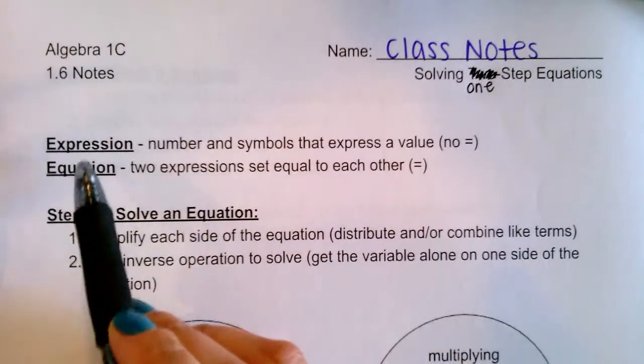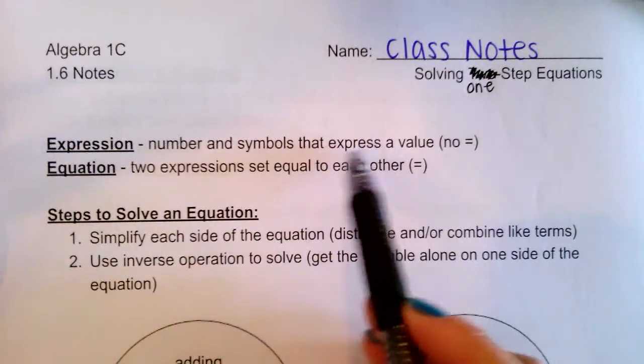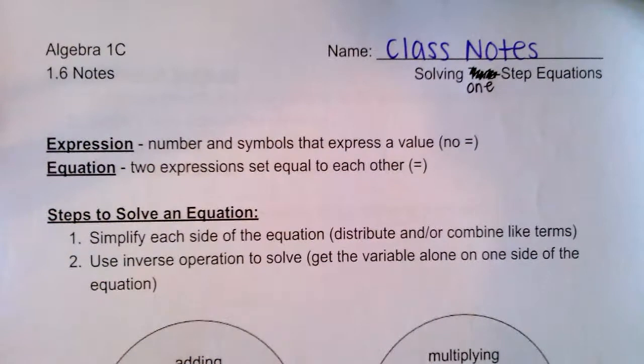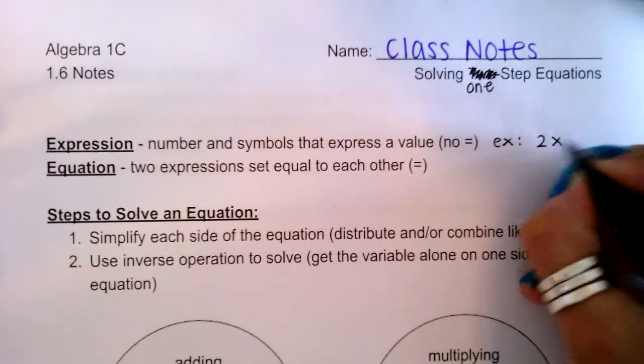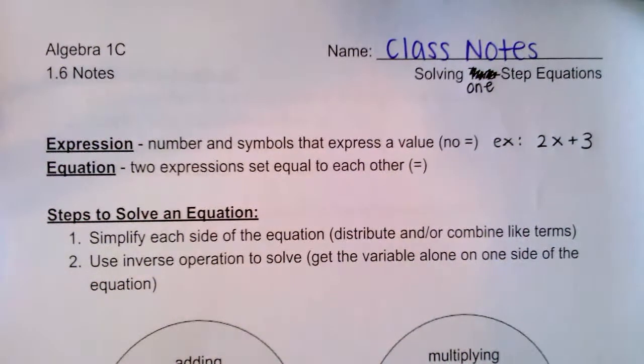equation. So an expression is numbers and symbols that express a value with no equal sign. So an example of that would be something like 2x plus 3. That's an expression. There's no equal sign. It's got numbers and symbols, and it has no equal sign.